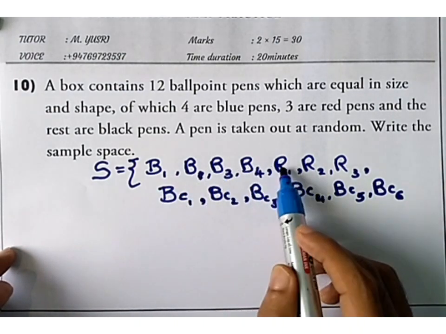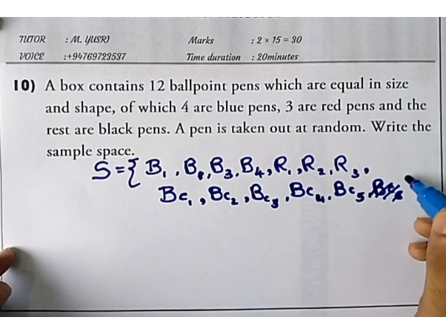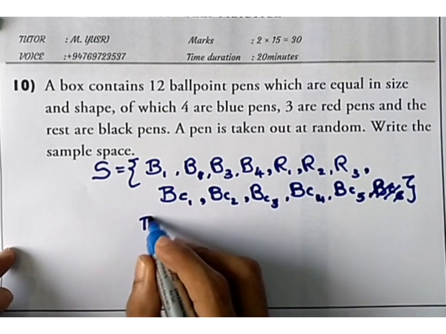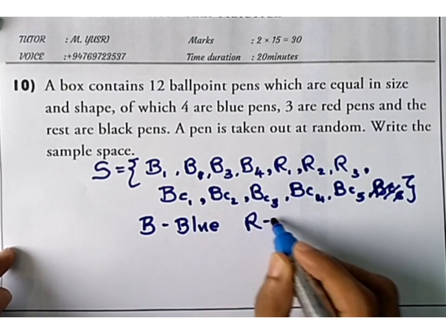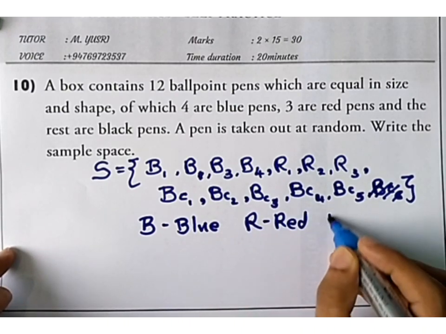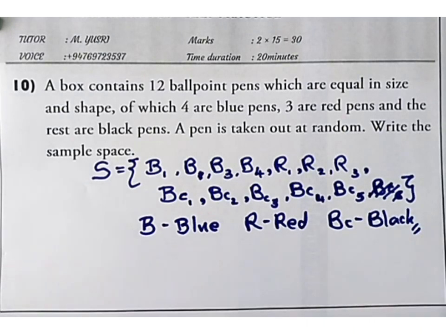So how many are there? 1, 2, 3, 4, 5, 6, 7, 8, 9, 10, 11, 12. So that's enough, I think. Yes, so that's the answer. And after that we have to mention that B represents blue, R represents red, and finally BC represents black. Okay, we have given the answer.